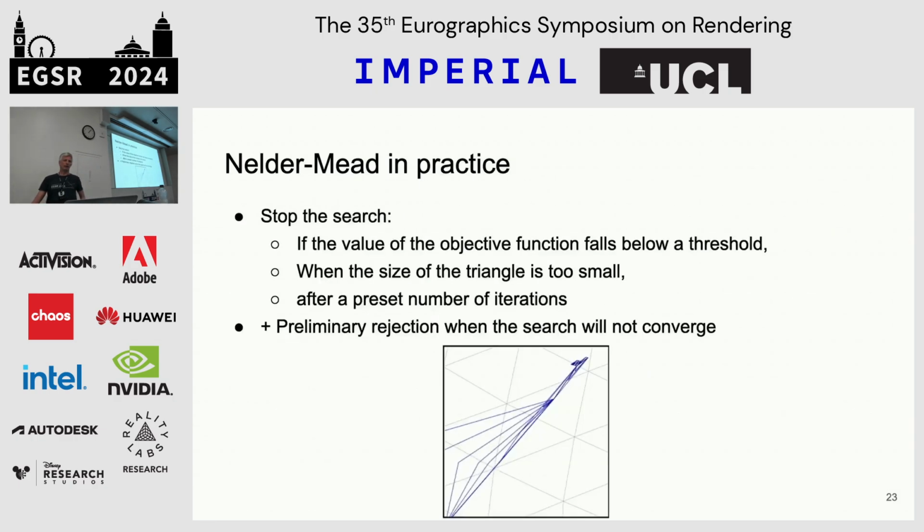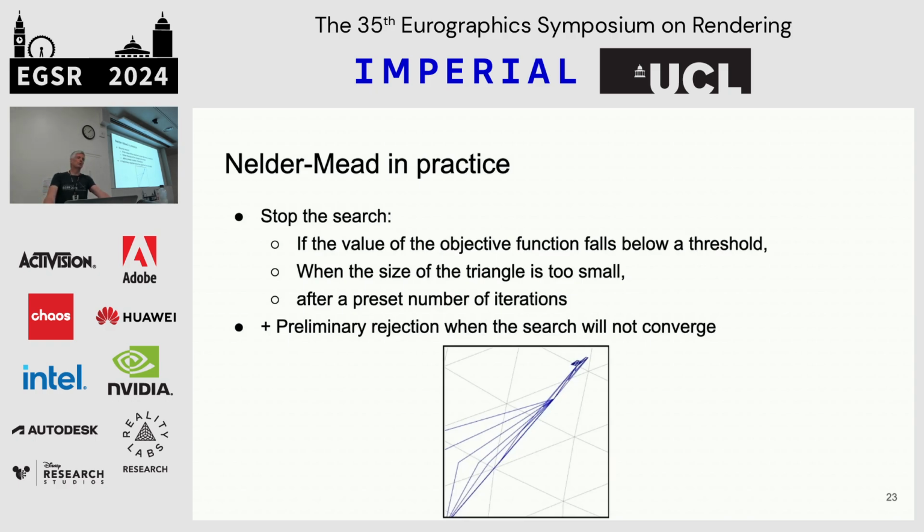This being an iterative search function, we stop the search if the value of our objective function falls below a certain threshold, if the size of the triangle is too small, or after a certain number of iterations. I don't suppose you're surprised by those conditions.